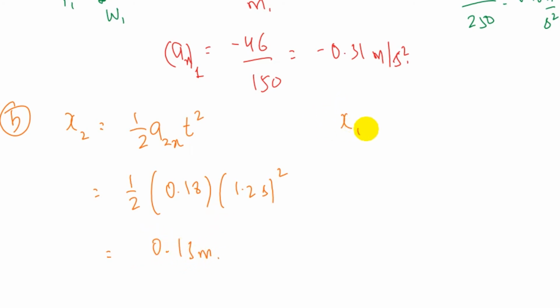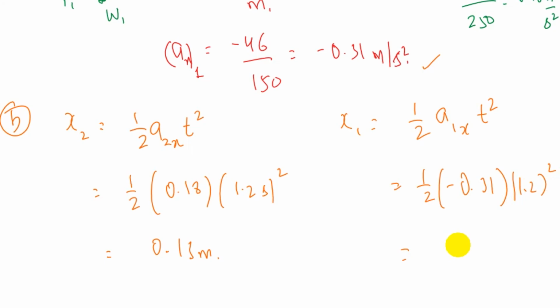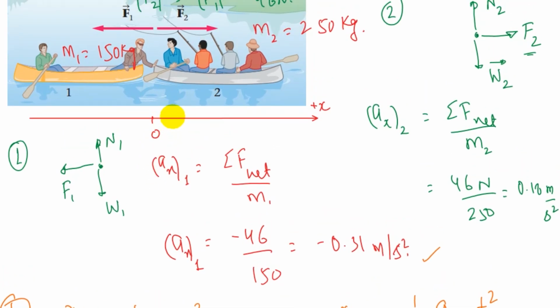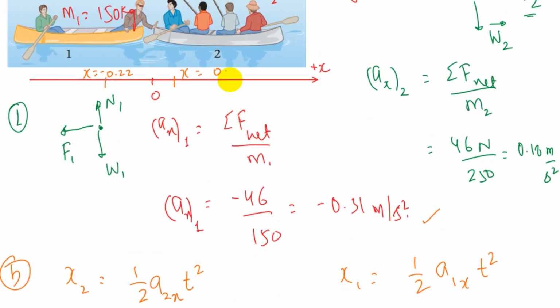Then x1 would be 1 over 2 a1x times t squared. For a1 we have the value 0.31 with a negative sign. So 1 over 2 times minus 0.31 times t squared, where t is the same 1.2 seconds squared. From here this value comes out to be negative 0.22 meter. So after 1.2 seconds canoe 2 is here and canoe 1 is here: this is x equals negative 0.22 meter and this is x equals 0.13 meter.